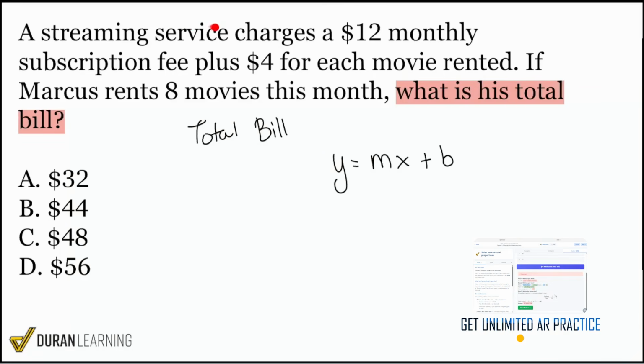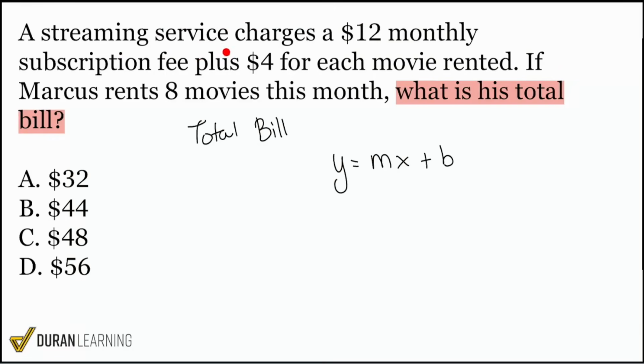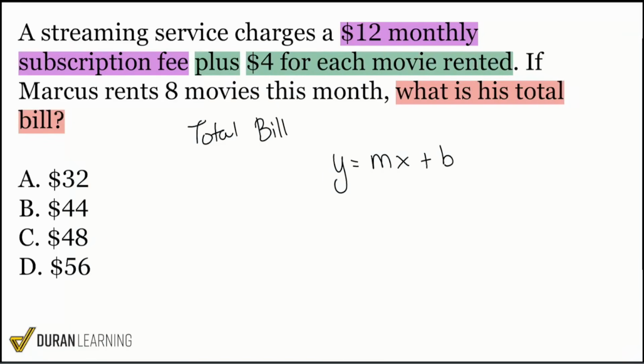A streaming service charges a $12 monthly subscription fee plus $4 for each movie rented. So if Marcus rents 8 movies this month, what is his total bill? Again, for this specific month. So here we go. Everybody, when we think about it, we have the $12 that we're being charged up front. Then we add on top of that $4 for each movie rented.